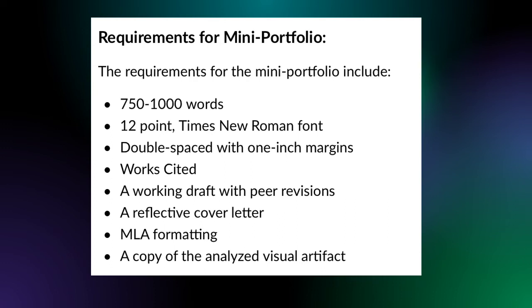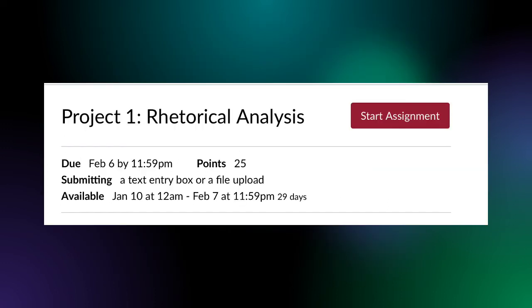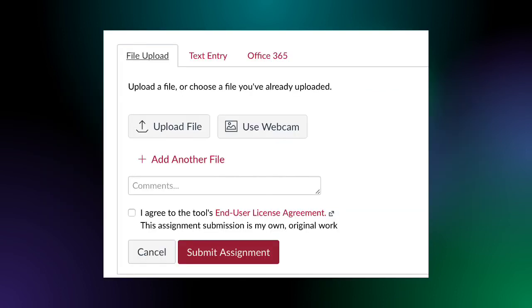All right, so when you're ready to turn in your paper, you'll go to the Project 1 Rhetorical Analysis instruction page. You'll see that there's that red button up at the top that says Start Assignment. It actually should say Submit Assignment. Choose Upload File and upload that one document.